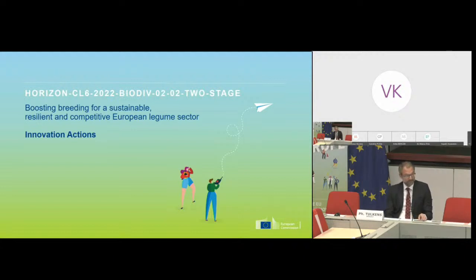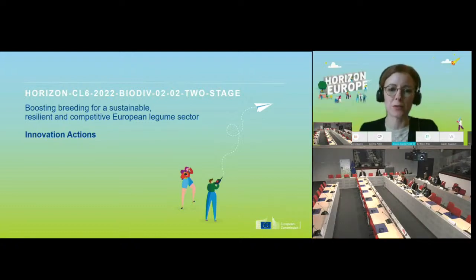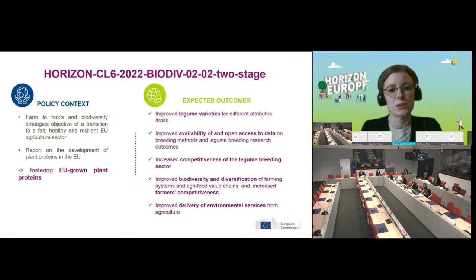So I'm going to present the topic Boosting Breeding for a Sustainable, Resilient and Competitive European Legume Sector, which is an innovation action. This topic is going to address the lack of breeding efforts and the insufficient use of genetic resources of legume crops, which can be considered at least partially responsible for the low percentage of arable land currently used for legumes in Europe, despite the big amount of agronomic and environmental benefits of these crops. For the policy context, the objective is to contribute to the Farm to Fork and Biodiversity Strategies objectives for a transition to a fair, healthy and resilient EU agricultural sector, notably the objective of fostering EU-grown plant proteins, also in line with the report on the development of plant proteins in the European Union, already published by the Commission in 2018.